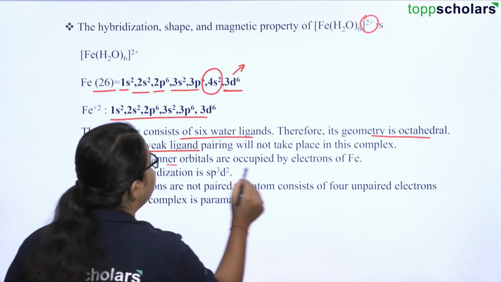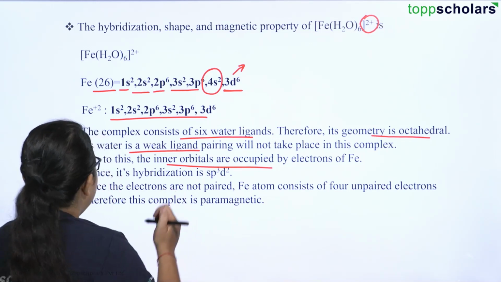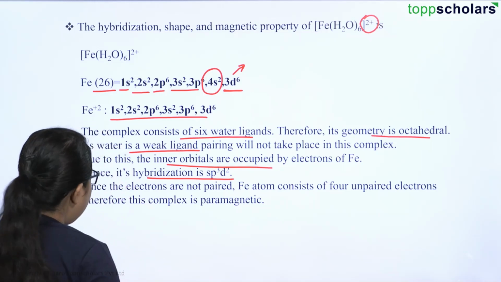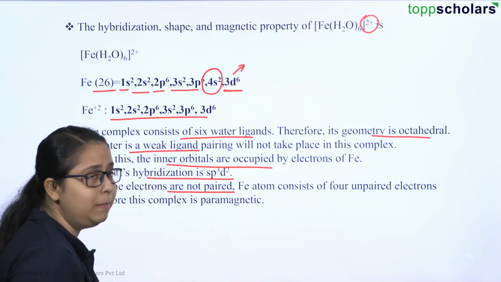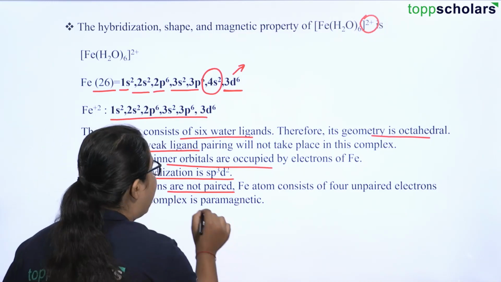Hence, the inner orbitals are occupied by the electrons of iron itself. Hence, the hybridization is sp3d2. Now, since the electrons are not paired, we will have unpaired electrons and hence the magnetic property will be paramagnetic.